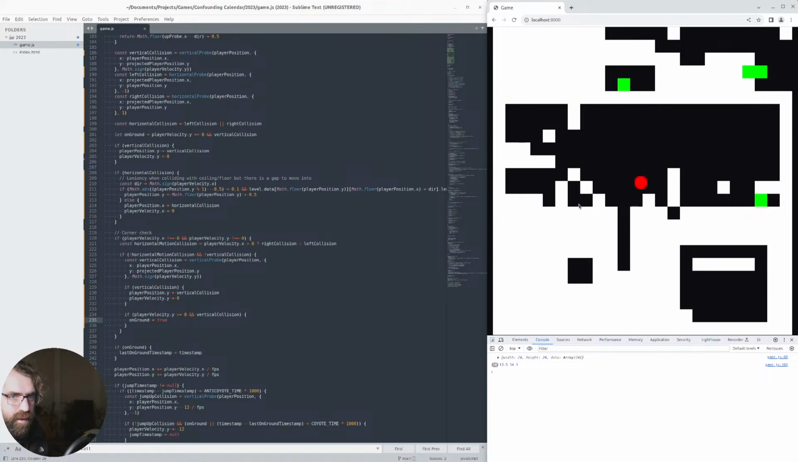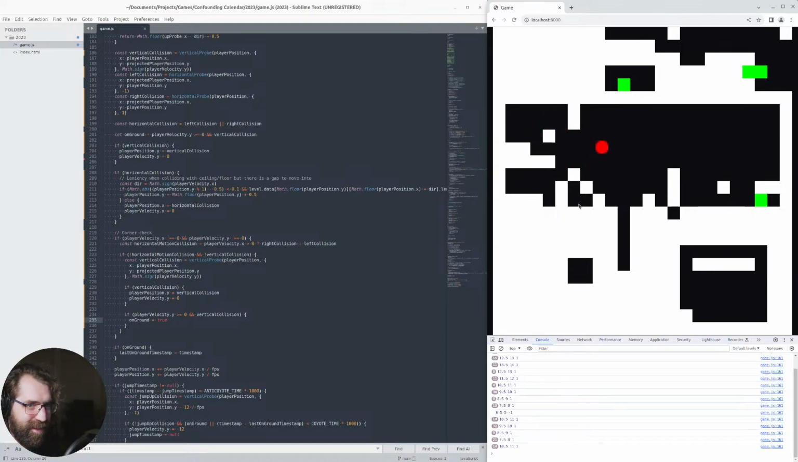Okay. Anything else broken? Yay! I think it's working. Coyote time is still working. Falling down holes still won't work, so I won't be able to do this unless I can perfectly line myself up, which I can't. But I can fall down that hole because I collide against the edge, and then I'm perfectly in the right position.